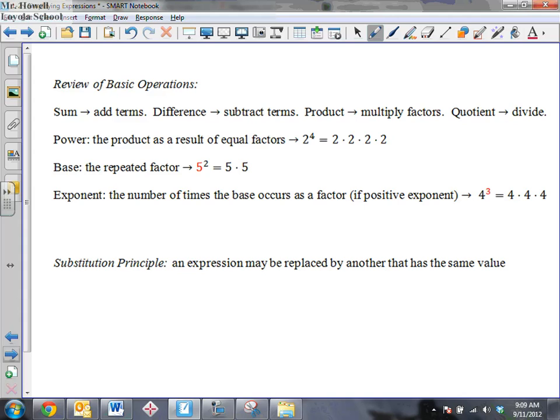So I see the times symbol. I've got to take that operation first. 3 times 6 is 18. So substitute in, and now 3 minus 18 is negative 15. Negative 15 and 12 is negative 3. Careful, positive 12. Okay. Good. You good? Okay.